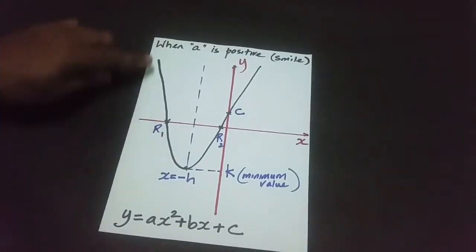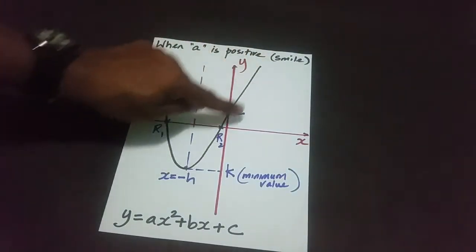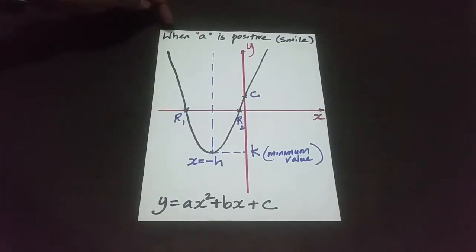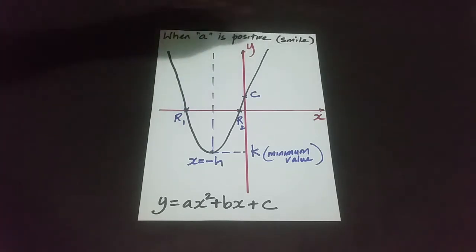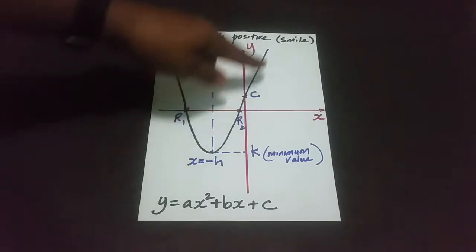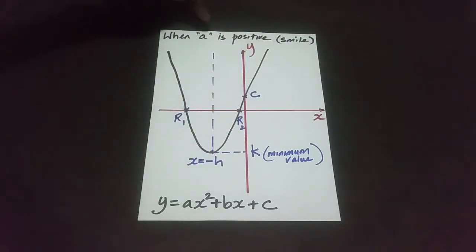This is an example of a parabola or a curve for the quadratic equation. Now, it says here, when the value of a is positive, we're going to get a smile. And if you look at the curve here, or the parabola, it kind of looks like a smile, doesn't it? It looks like a smile here. So when the value of a is positive, we are going to get a smile.